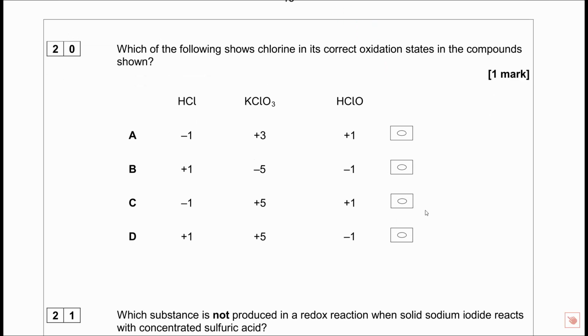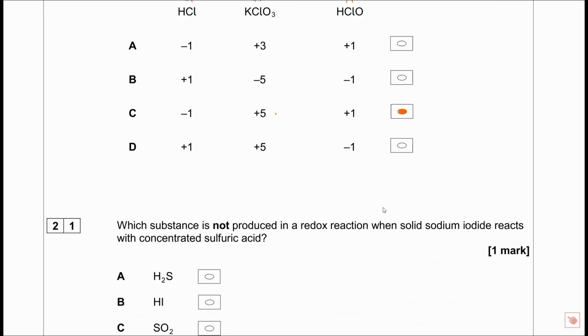20. Which of the following shows chlorine in its correct oxidation states in the compound? Here we know it's minus 1. Here it's going to be what? Minus 6 plus 1. So I would say it's got to be that one. I'm just using my rules of redox really to work that out. Hydrogens are plus 1, your oxygen's minus 2, plus 1 for the group 1 metal, minus 2, plus 1. Work out all the differences there, not too bad.